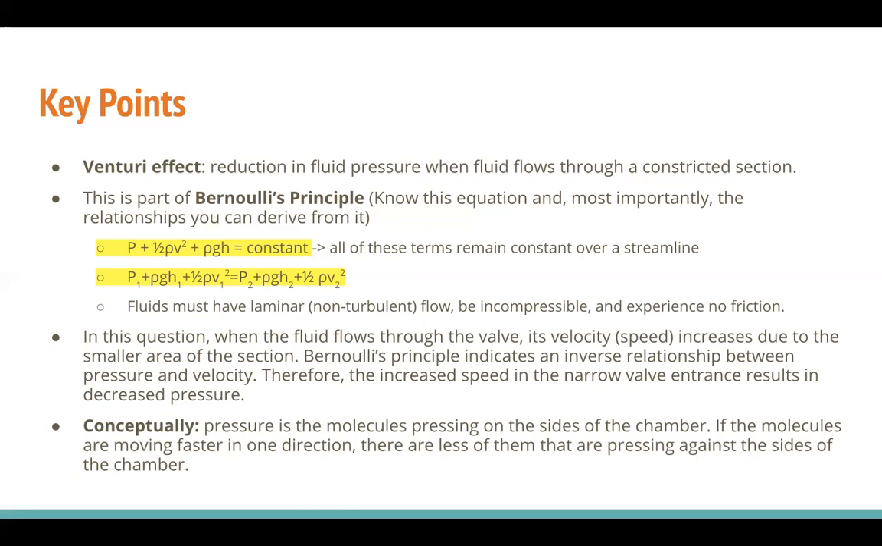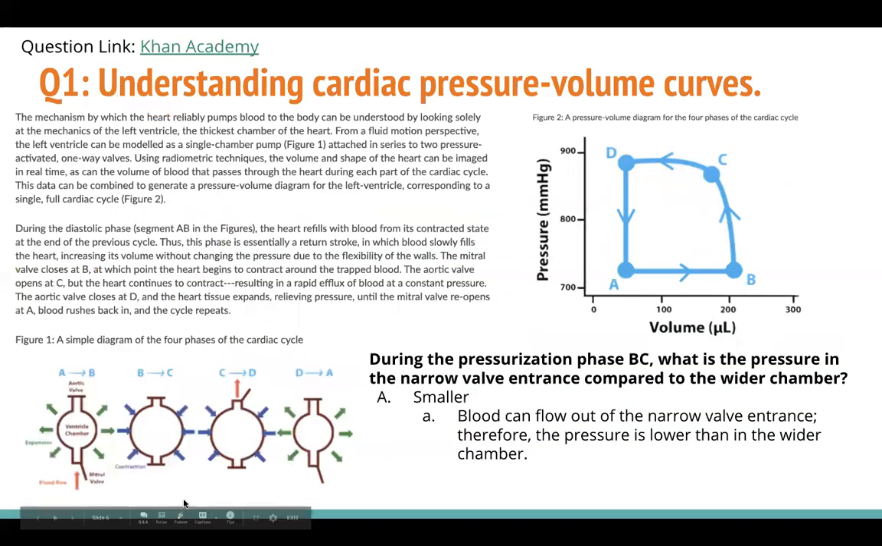Conceptually, we can think about this as pressure being the molecules pressing on the sides of the chamber. If you look at this, in BC, you can see that the chamber is constricting. And so, more of the molecules in the widest part of the chamber are pressing against the sides of the chamber, and therefore the pressure is increasing.